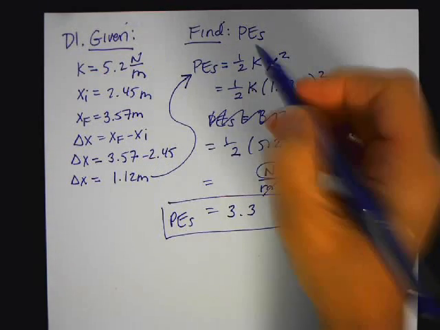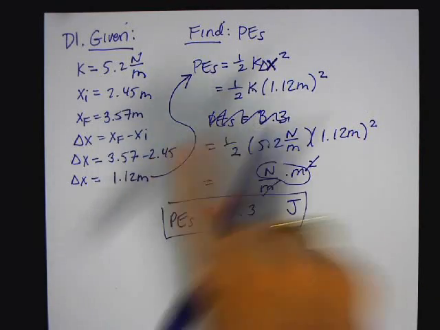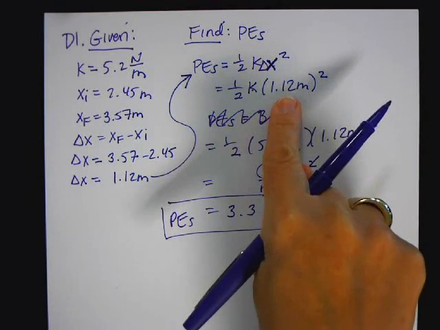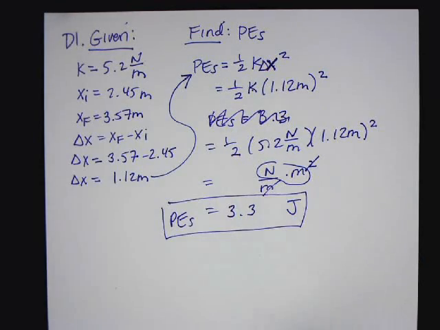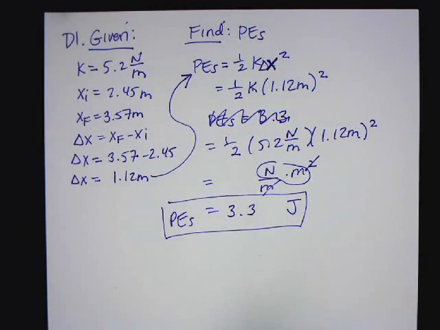Now what you could do is, in this equation, because this is delta x squared, you could just have done the difference in the equation and squared it, but sometimes people make mistakes when they do that. So you could either do it separately or put it right in the equation. And either way, you're going to get the same answer.